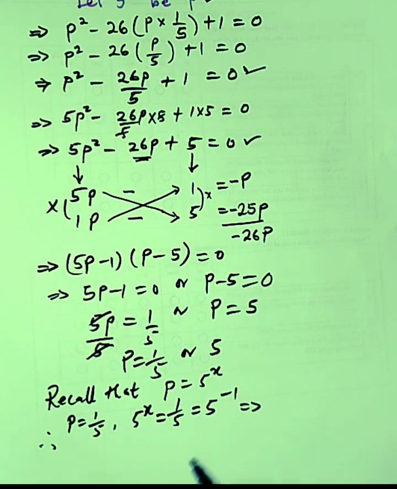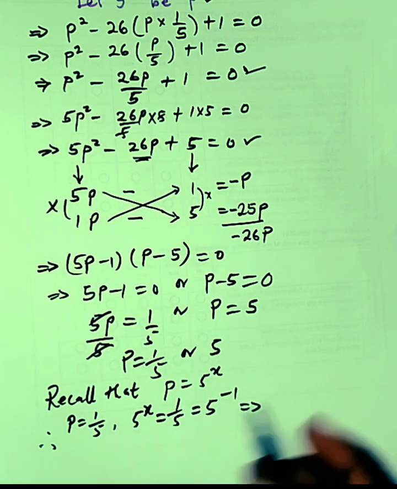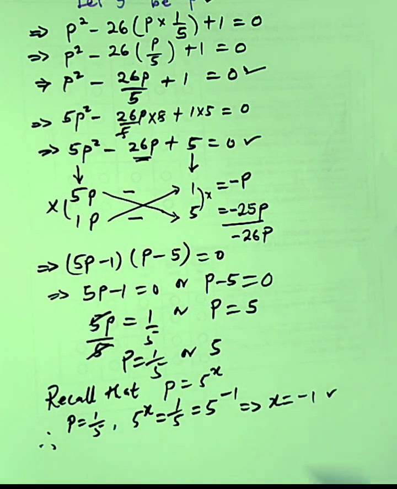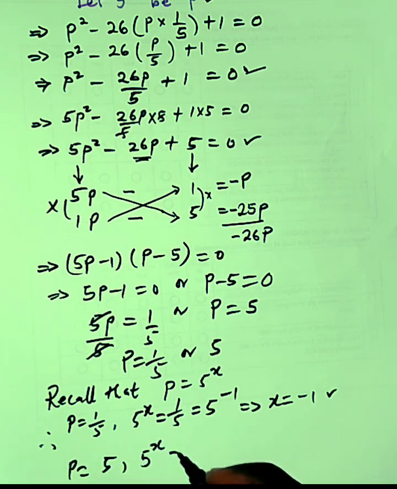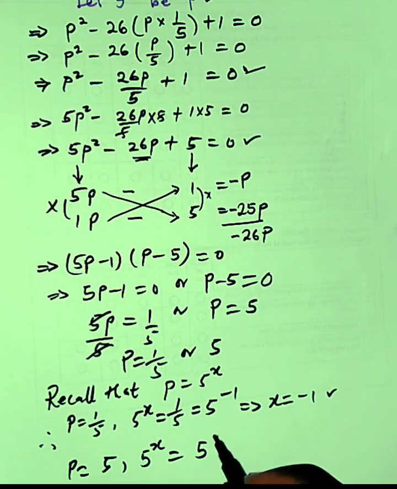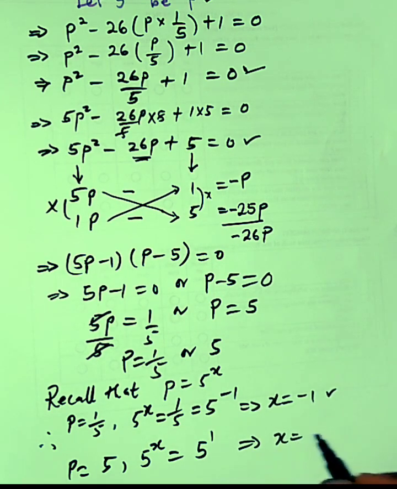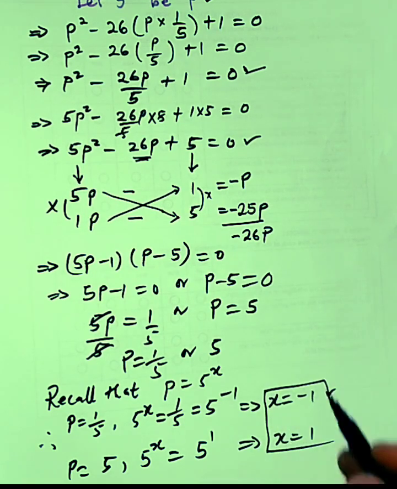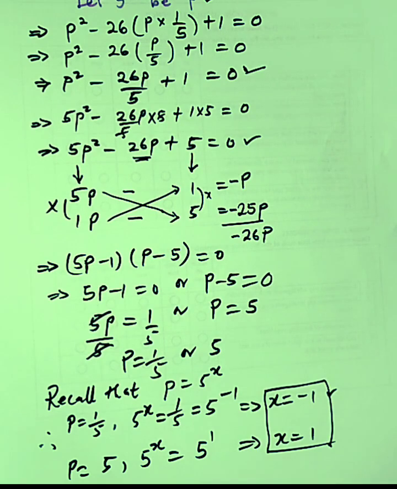Since we have the same bases, we can say that x equals minus 1. That's the first solution. The second solution is when p equals 5. So we have 5 to the power x equals 5, and 5 is the same thing as 5 to the power 1. Since the bases are equal, we have x equals 1. So we have these two solutions to the problem, that is x equals 1 and x equals minus 1.